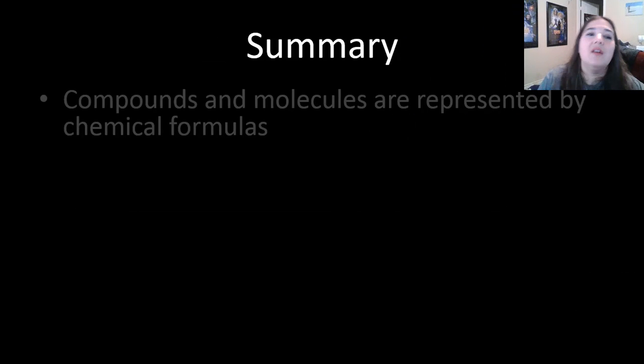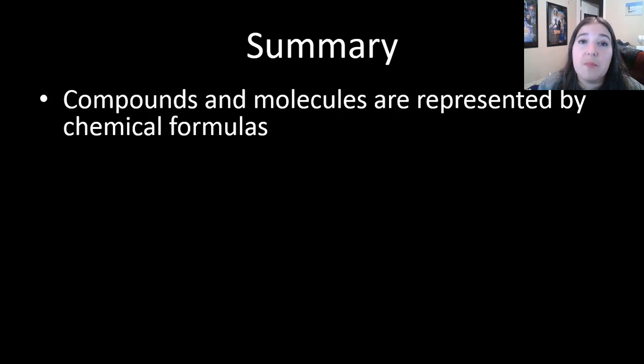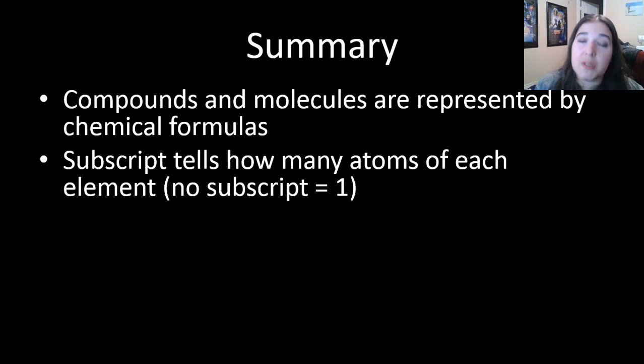In summary, compounds and molecules are represented by chemical formulas, and the chemical formulas are letters and numbers that show how many atoms are in each compound or molecule. The subscript is the little number behind the element, and that tells us how many atoms of each element are there. If there is no subscript, that's an imaginary 1. And if you need to write in your imaginary 1s whenever you're doing a test or a question, do that. There's no shame in writing in your imaginary 1s.